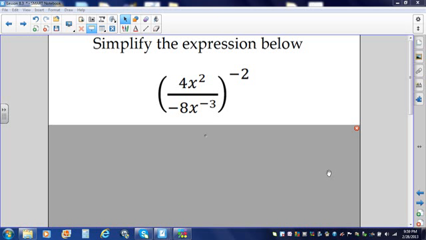Come on, guys, wake up. Please write the expression on your paper. Don't forget to put the parentheses and the power of -2.